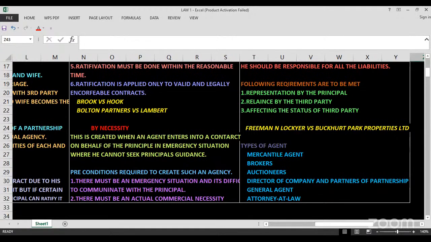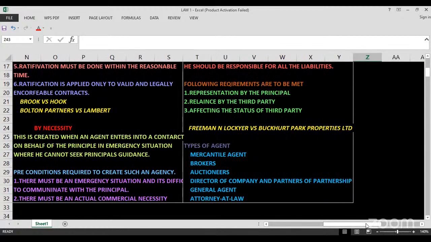So now we should learn the types of agent. That will be taught by Sir. If you have any doubts, you can upload them, and I'll be clearing them.